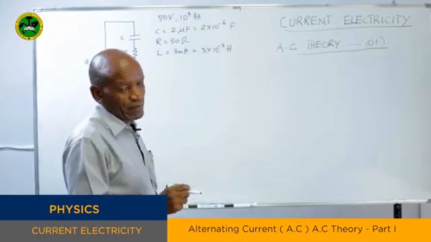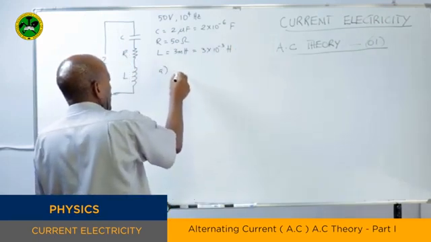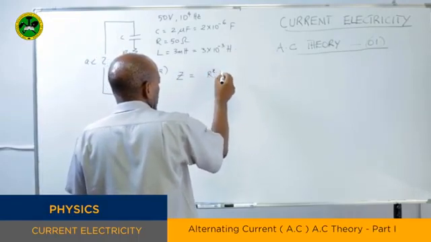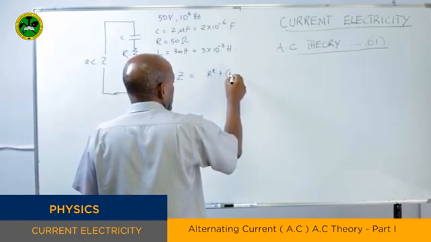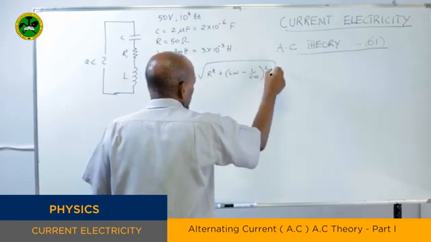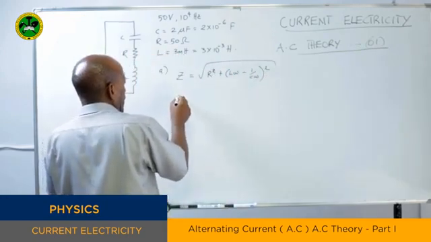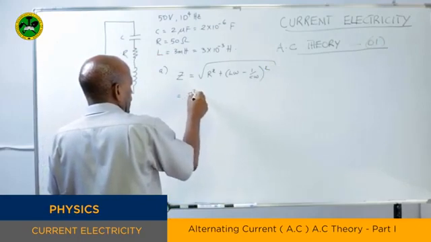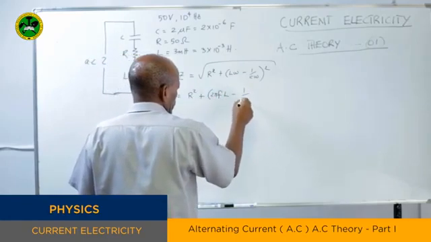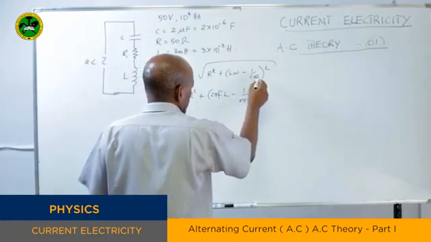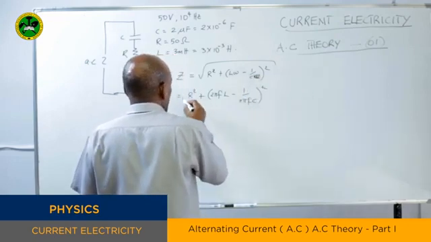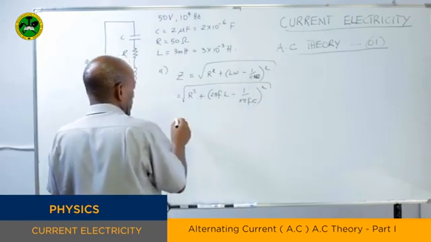So we need to determine the impedance of the circuit for part A. The impedance will be equal to the square root of R squared plus the quantity L omega minus 1 over C omega, the whole of this squared. Here that is R squared plus 2 pi F L minus 1 over 2 pi F C, the whole of this squared. So we need to determine the square root of the whole of that.